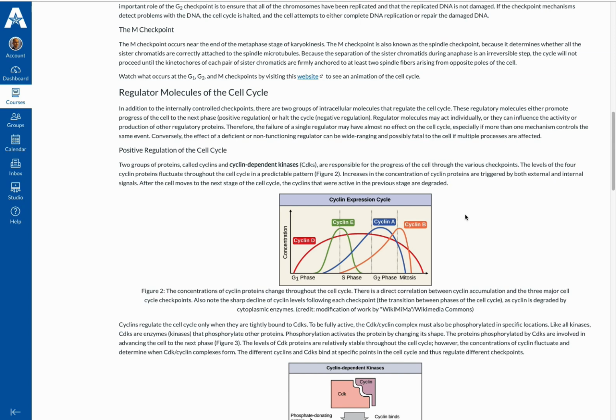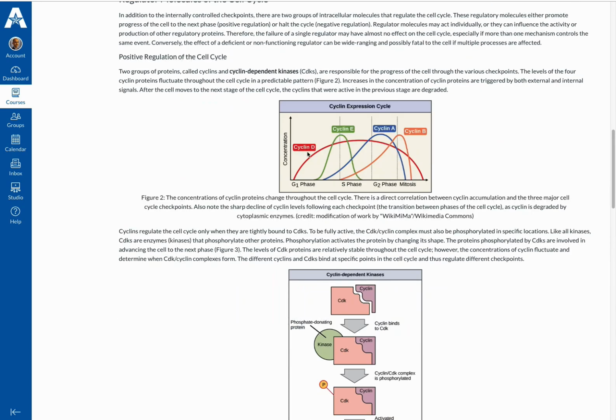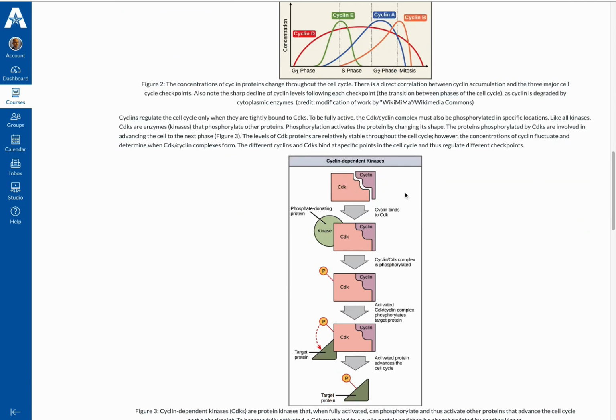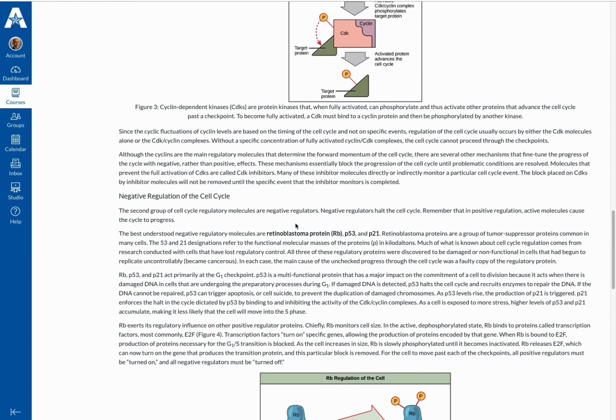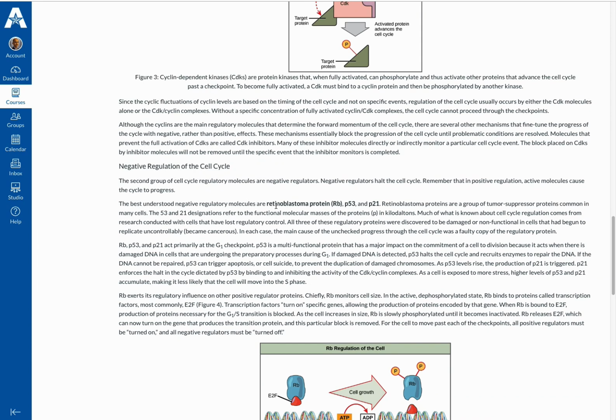Essentially, these cyclins are generated when it's appropriate for a cell to move past its checkpoint. And these cyclins bind with the cyclin-dependent kinases and allow the cell cycle to proceed. And negative regulators essentially check to make sure that the cell has achieved the benchmarks needed to go past a checkpoint. The ones that you should know are RB, P53, and P21.